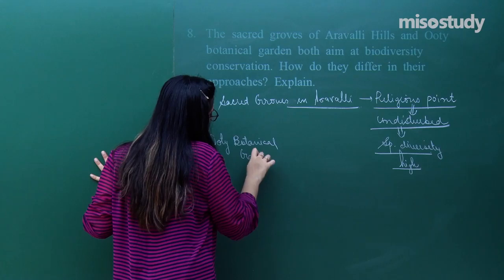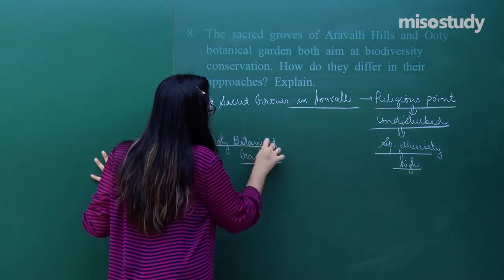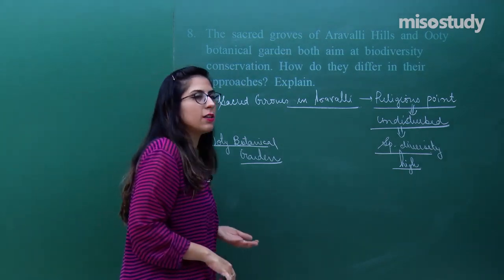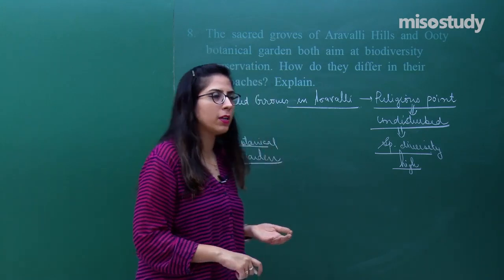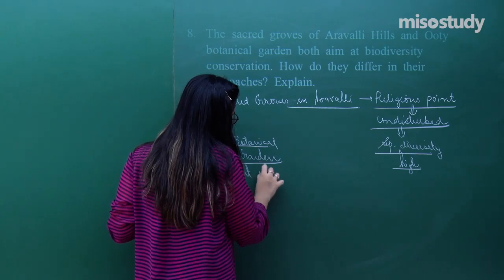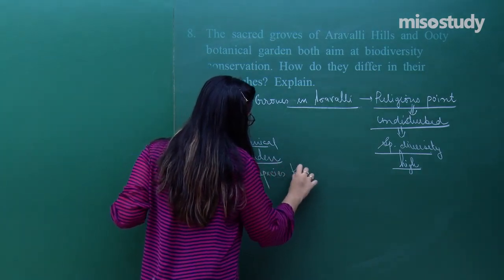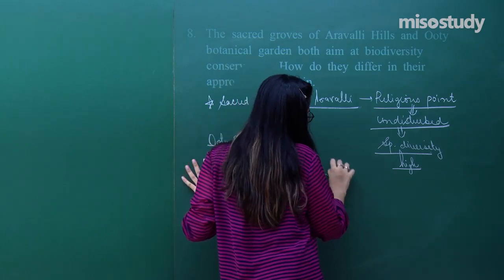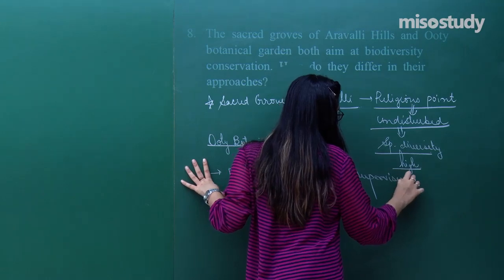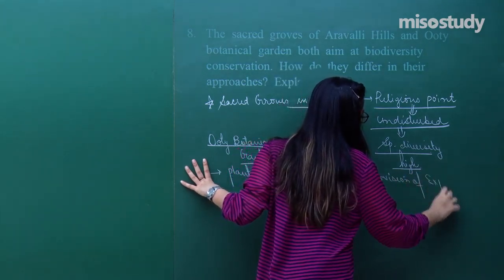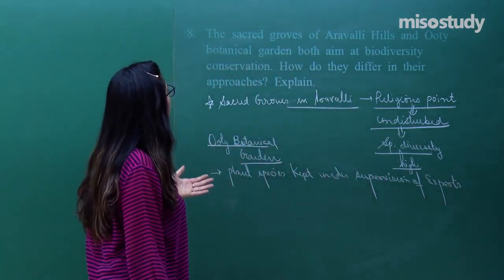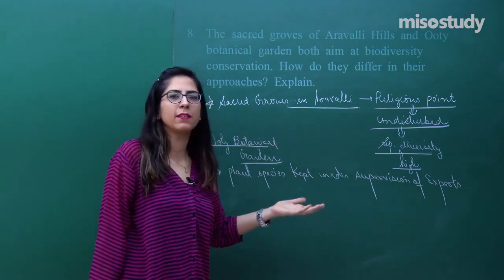So you have to explain about the botanical garden in this. In a botanical garden, the plant species are kept under the supervision of experts, the botanists. Right? How do they differ in their approaches? There is a complete difference among them.